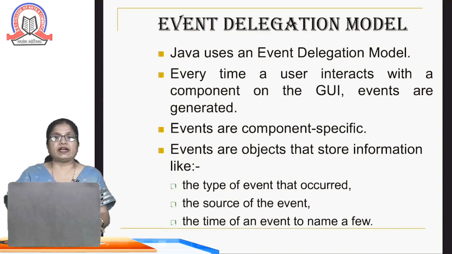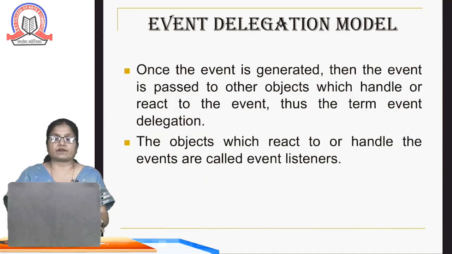Now we see event delegation model. Java uses an event delegation model. Every time a user interacts with a component on the GUI, events are generated. Events are component specific. Events are objects that store information like the type of event that occurred, the source of the event, the time of an event, to name a few. Once the event is generated, then the event is passed to other objects which handle or react to the event, thus the term event delegation. The objects which react to or handle the events are called event listeners.